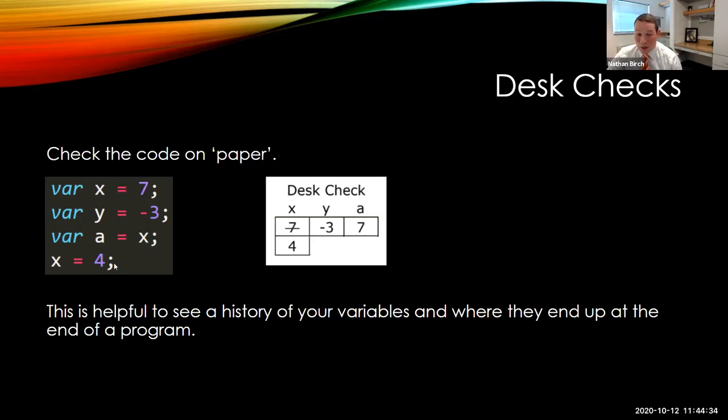And then if I say x equals 4, then all of a sudden x doesn't have 7 anymore. I took one shirt out of my dresser and I put a different one in there. And now x has the value of 4. All right, and if I ever wanted to get that 7 out of x again, I couldn't. It's gone. I assigned it 4, and that's it. Okay, but that's what our desk checks are for. It's helpful to see a history of your variables and where they end up at the end of a program. Because just looking at this, it takes practice to be like, oh yeah, x is 7, y is -3, a is going to be 7 because x was 7, and so forth.